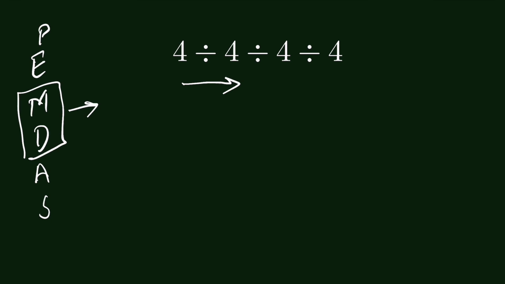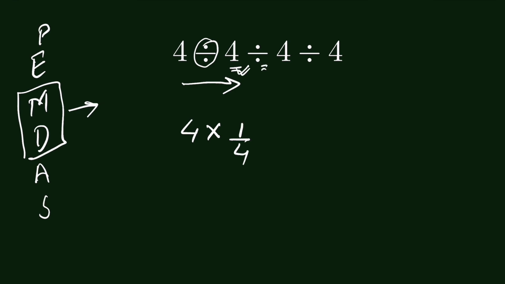Now 4 divided by 4, we start from left to right. It means 4 multiplied by 4. And when we convert division into multiplication, the number after it gets inverted. We have to write the reciprocal of 4. The reciprocal of 4 will be 1 upon 4.